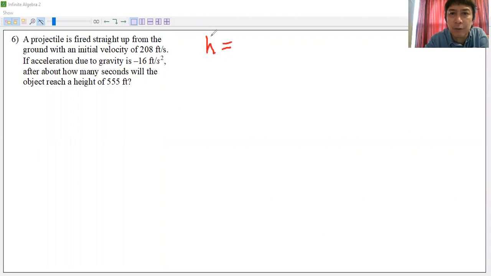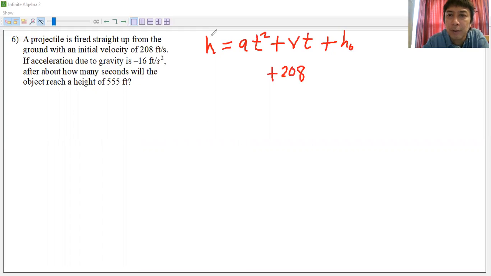H is equal to acceleration times t squared plus initial velocity plus initial height. There, okay? H of 0 is initial height. Now, the numbers a, v, and h of 0 are there, okay? A projectile is fired straight up from the ground with an initial velocity of 208. So that will be for the letter V. So we have 208 times t, okay?